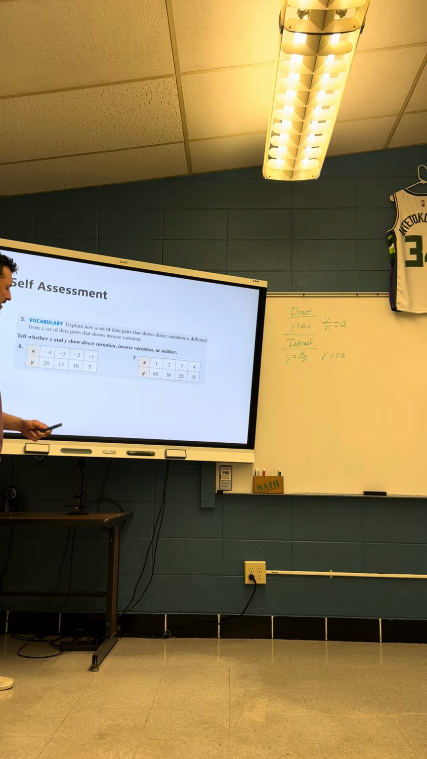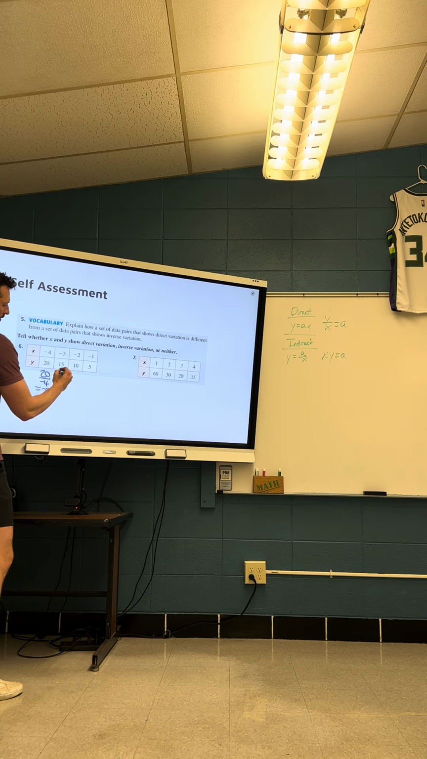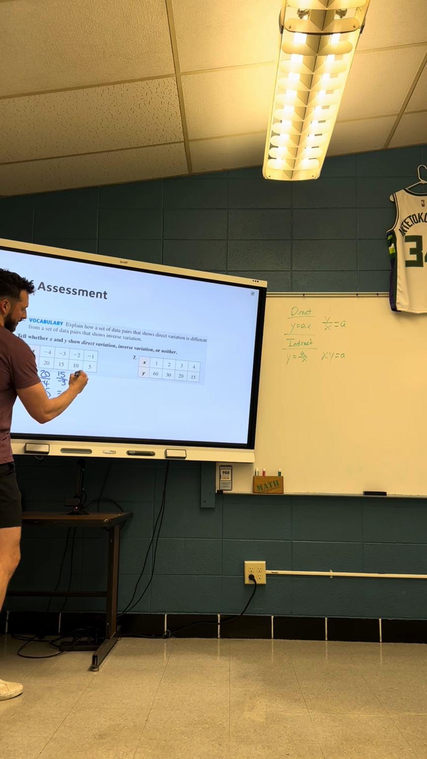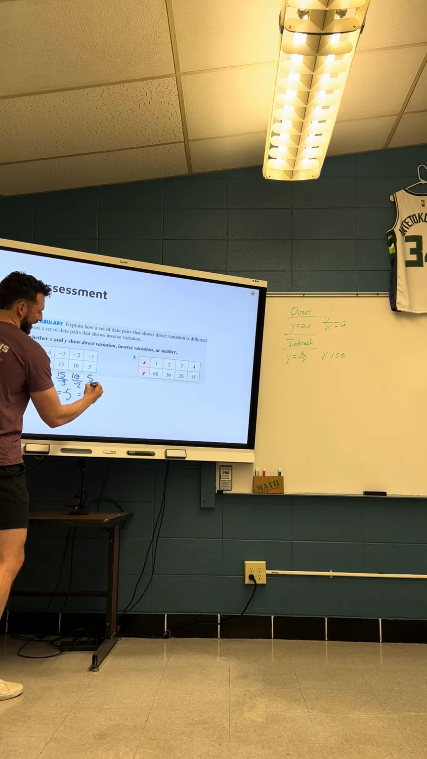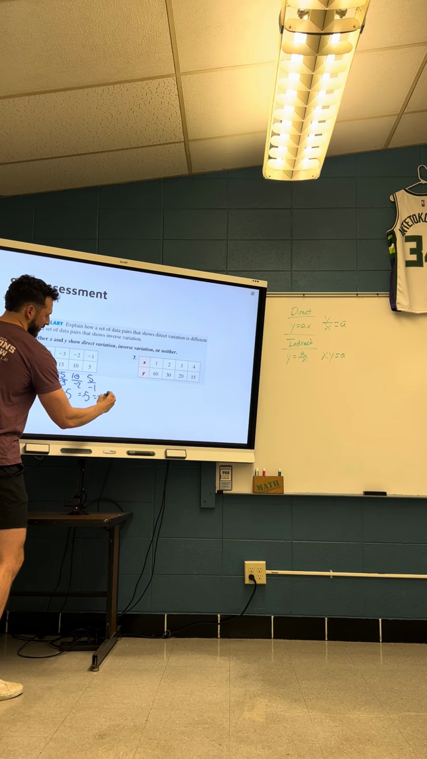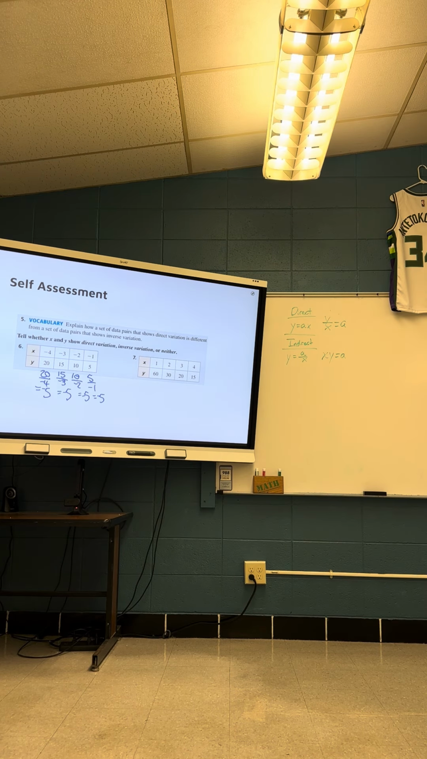Again, if we wanted to check this one, to check if it is direct, we take y divided by x. 20 divided by -4, which is -5. 15 divided by -3, which is -5. 10 divided by -2, which is -5. 5 divided by -1, which is -5. We can see right away that's going to be direct.